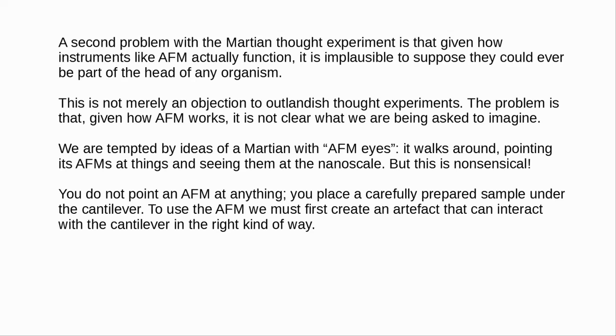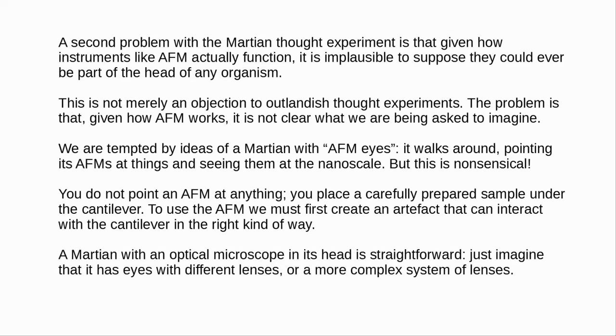Optical microscopes are different. When we imagine a Martian with an optical microscope in its head, we're imagining an organism that is very much like the organisms that we are familiar with. For this thought experiment, we can simply imagine an organism with lenses of a smaller diameter in its eyes, or with some complex system of lenses in its eyes. That's fine. You could totally have an organism that has a more sophisticated system of lenses, or that has smaller lenses that walks around and points these lenses at things.